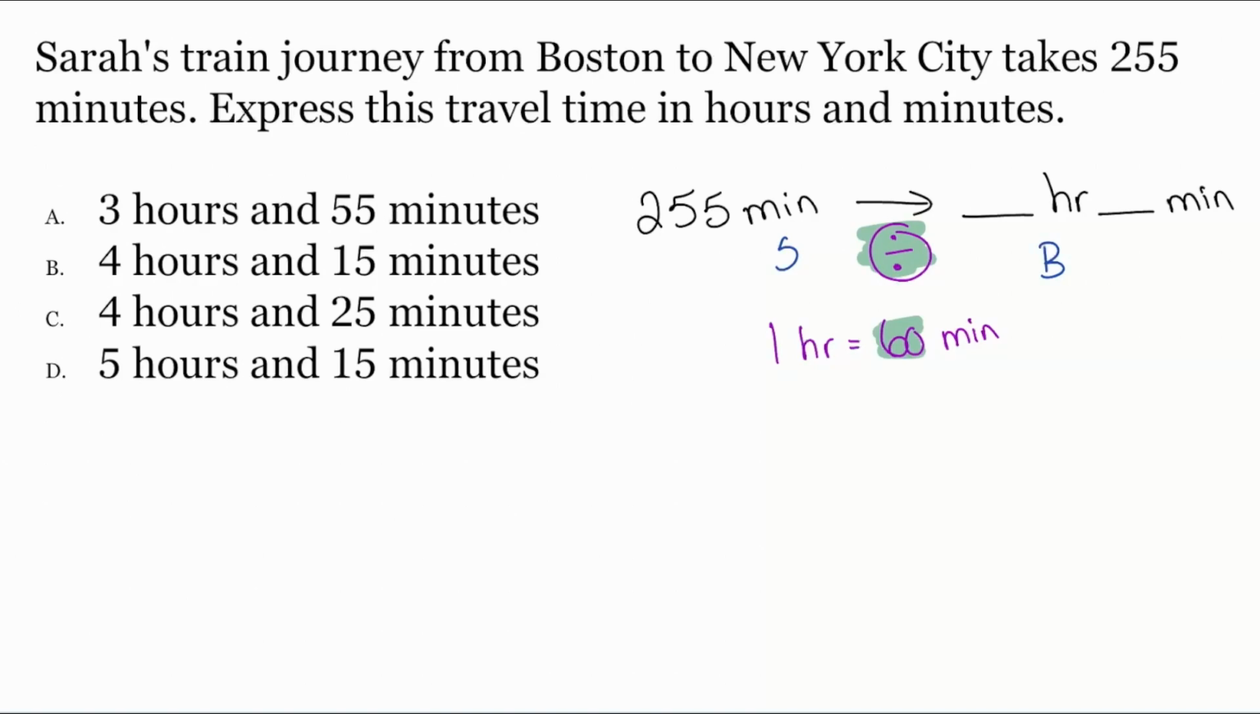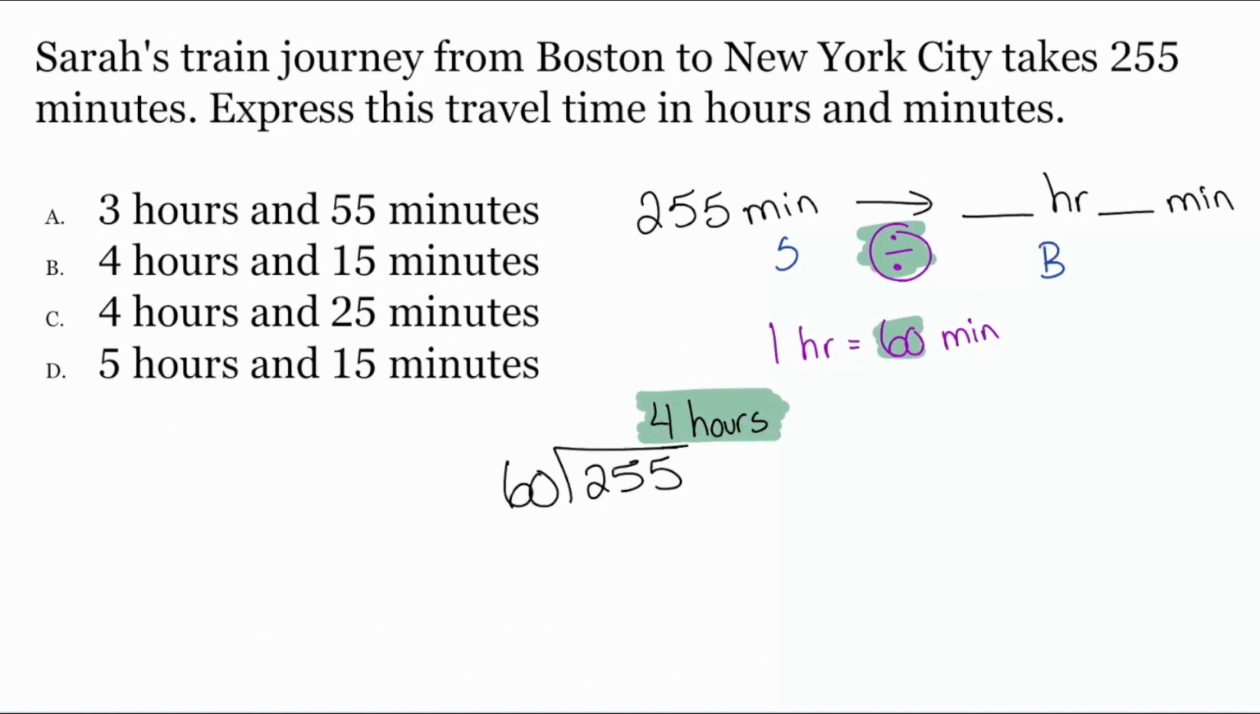I'm going to divide 60 into 255. Again, 255 divided by 60. And so now that we're here, everybody, how many times does 60 go into 255? That'll be 4 times. So what does the 4 represent, everybody? We have made 4 groups of 60. The 4 represents what? Hours. Yeah, 4 whole hours. Boom.